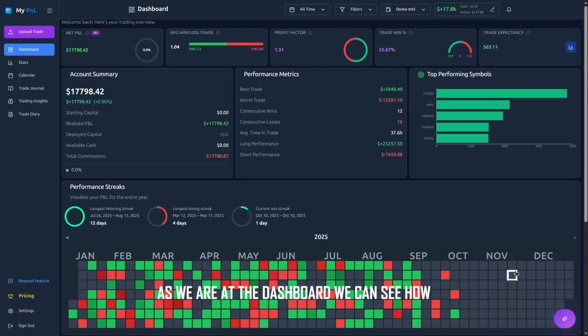As we are at the dashboard, we can see how the platform visualizes and analyzes all this information in real time. At the top, you will notice the net PNL, which shows your total profit or loss for the selected time period. Right beside it, the average win or loss trade bar helps you visualize how your average winning trades compare to your average losing trades, giving you instant insight into the risk to reward ratio. Next, we have profit factor. This tells you how much profit you make for every dollar you risk. A profit factor above 1 means you are profitable overall.